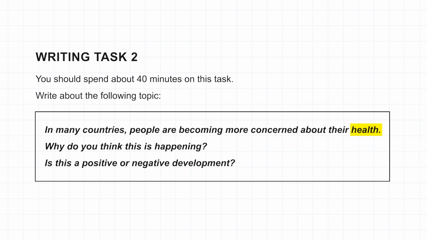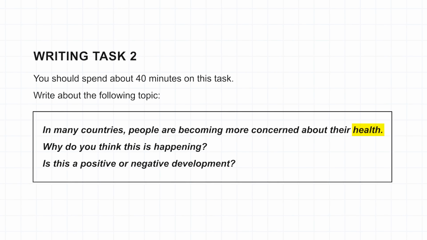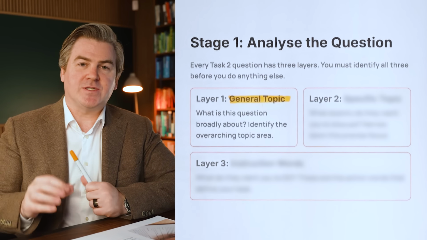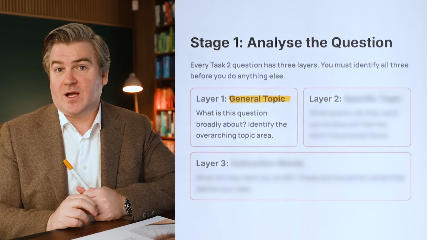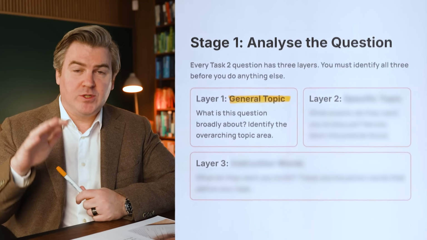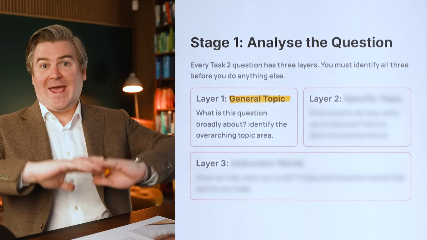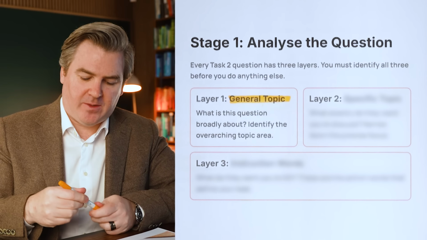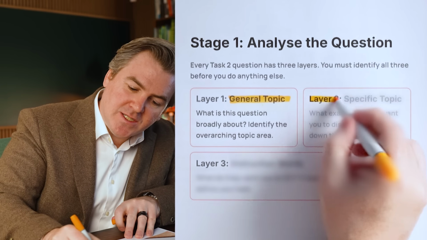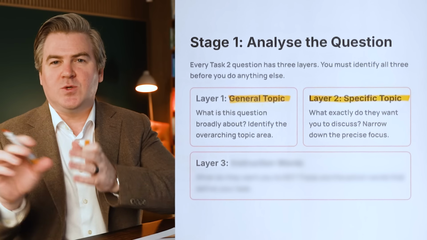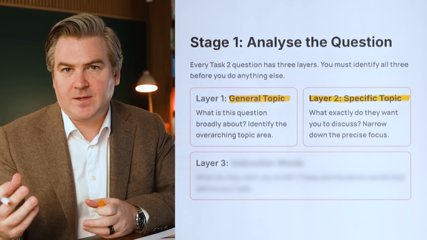What students do is they look at that, think, oh, this is about health, and they just write everything they know about health. It is important that you first identify what that common topic is. The reason why you want to identify that is so that you don't make that mistake. You don't write everything you know about that topic. Because within that general topic is layer 2, which is the specific topic.